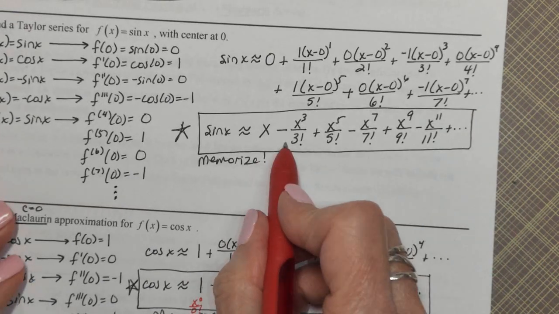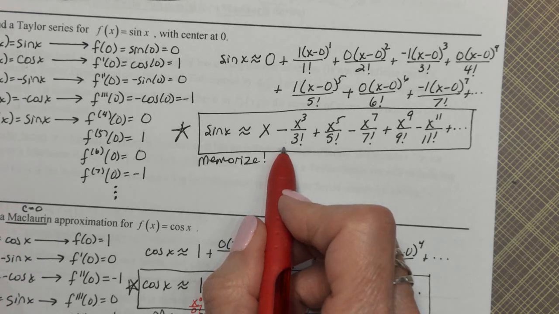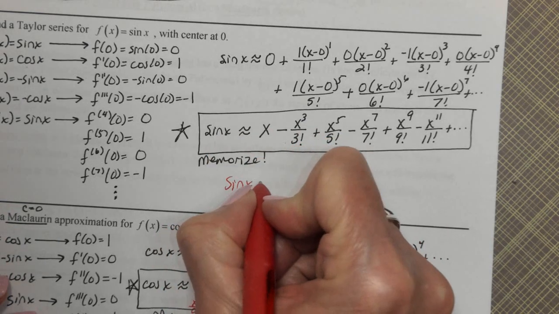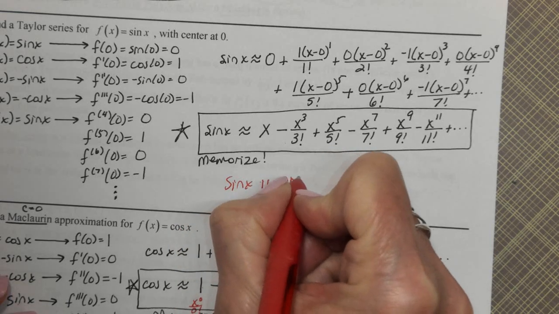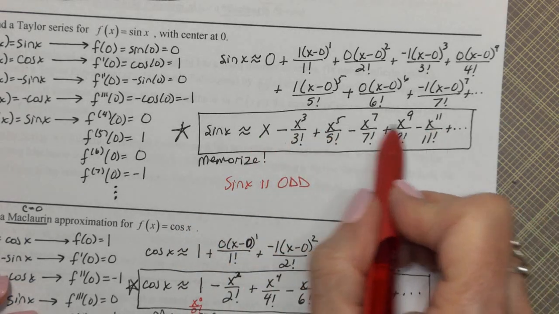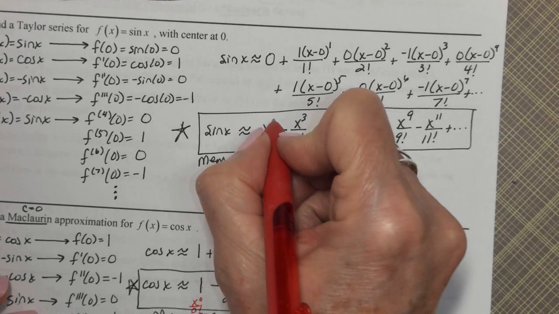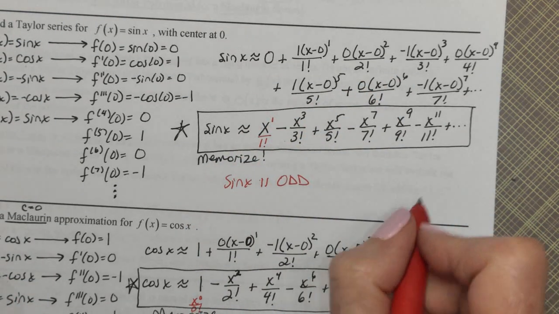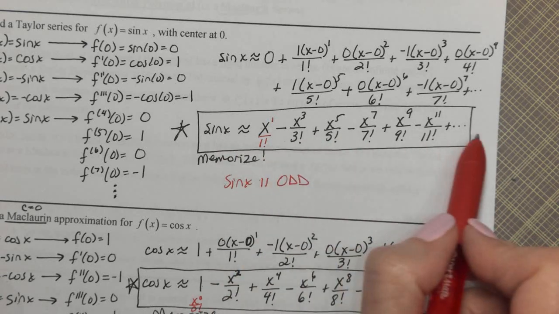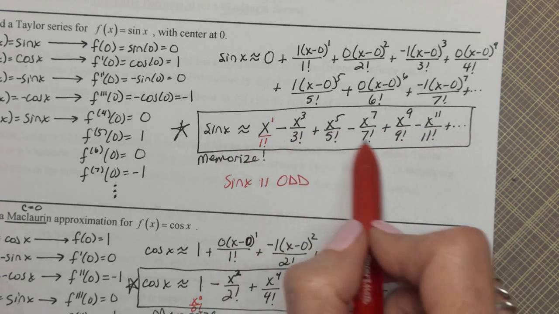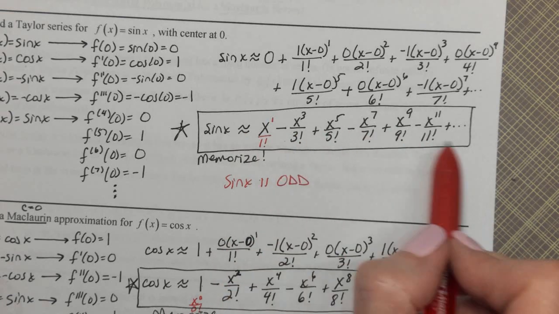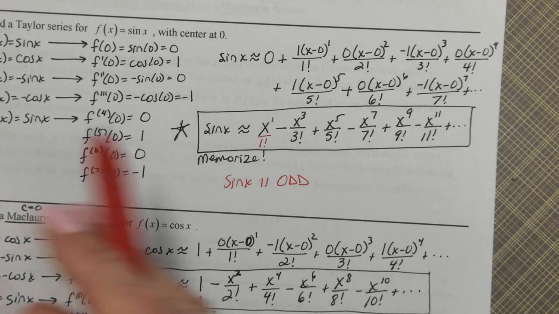Sine is an odd function because it has symmetry with respect to the origin. So sine is odd. And we have all the odd powers. You could even think of that as x to the first over 1 factorial if you wanted to. So it has all the odd powers and odd factorials, and sine, like cosine, alternates in sign, so we are going to alternate in sign there.